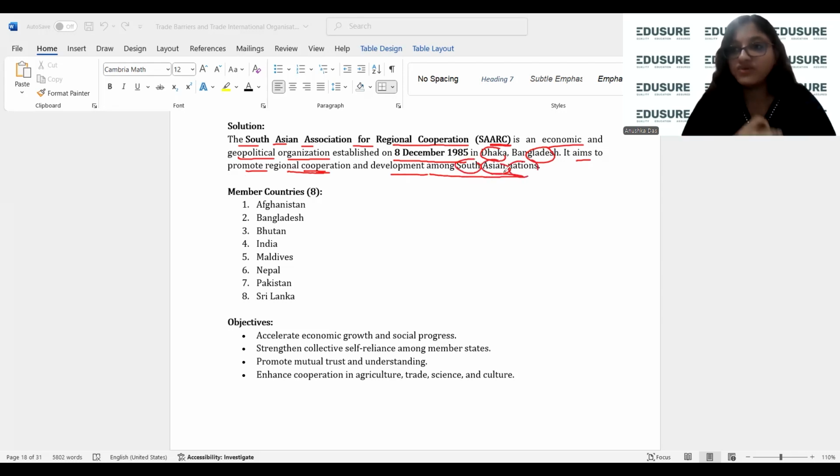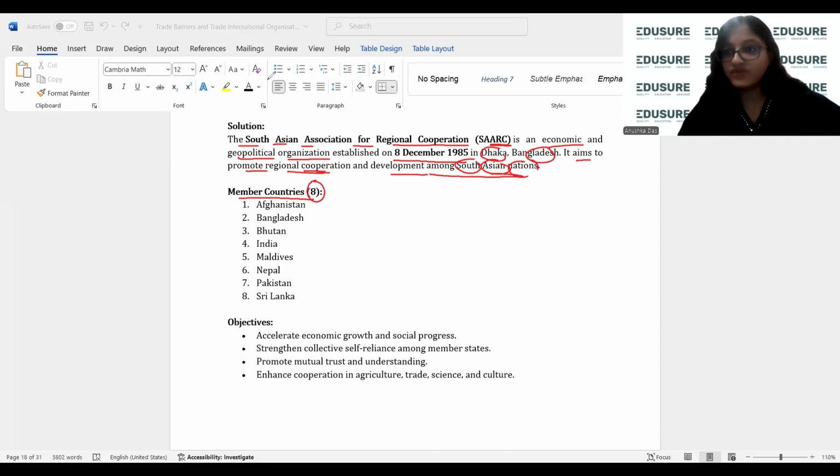So for America, you have a separate thing. For Europe, you have a separate thing. For Southeast Asia, you have a separate thing. For only the South Asian countries, you have separate trade blocs, or in general an organization, a union, a kind of conglomerate basically. So there are 8 member countries which have to be remembered.